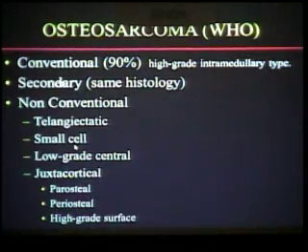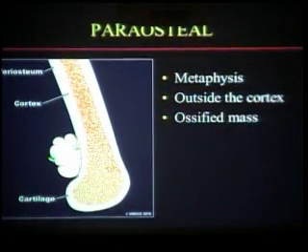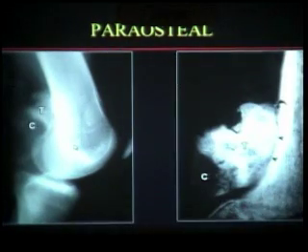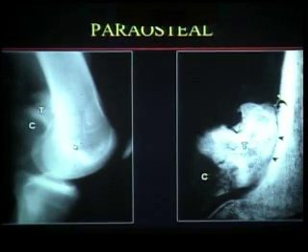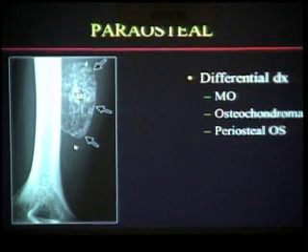And then you have this list of non-conventional osteosarcomas: the telangiectatic, small cell, low-grade, and the surface osteosarcomas. This is from a radiograph, and you can see a surface osteosarcoma, a parosteal osteosarcoma. You see the mass, and the mass is attached to the cortex. Usually it's in the metaphysis, and they usually have a good prognosis. This is again from a radiograph, and you can see the mass with osteoid matrix attaching to the posterior fibula. Parosteal osteosarcoma.